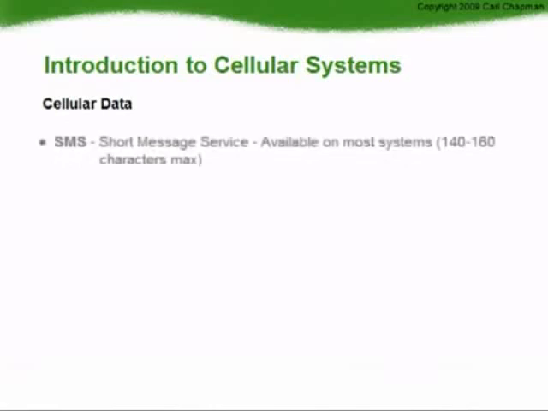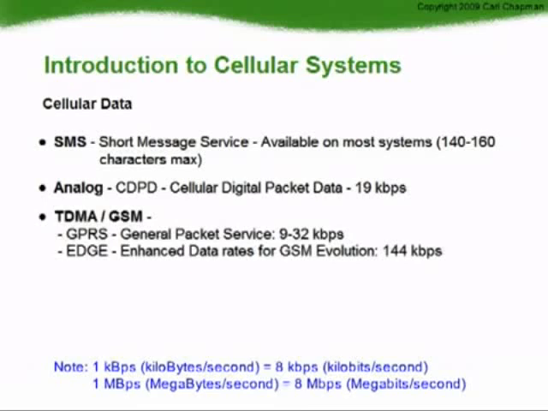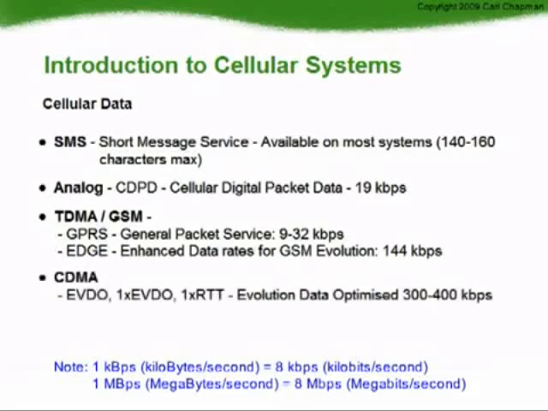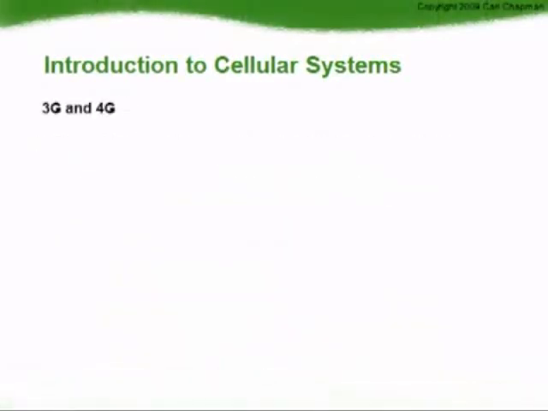Cellular systems can also be used for data communication. SMS, or short message service, is used by all cellular protocols, and consists of a text message of up to 160 characters. The data protocol for analog systems was CDPD, or Cellular Digital Packet Data. GSM initially used General Packet Radio Service, GPRS, which was eventually upgraded to Enhanced Data Rates for GSM Evolution, or EDGE. CDMA has evolved with EVDO and 1xRTT updates for improved data performance. With new 3G and 4G technologies, it is now possible to get high data rates giving broadband performance.